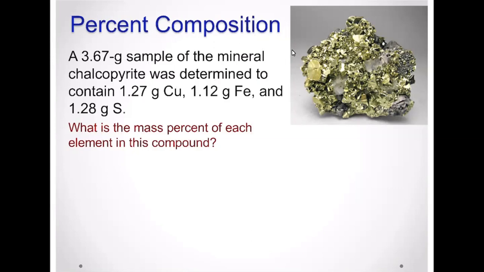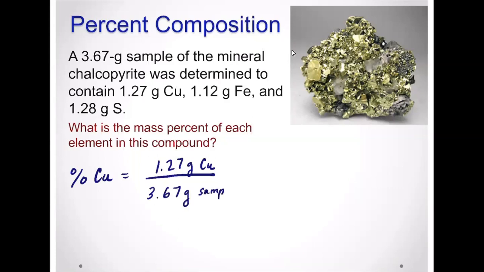Let's do one of these. Let's look at the percent of copper. Following our formula, it's the part out of the whole, so 1.27 grams of copper divided by the whole sample, 3.67 grams for the sample, times 100. And that is 34.6%. You'll do that for the other elements, and if the mineral chalcopyrite is only made up of those 3 elements, they should add up to 100.